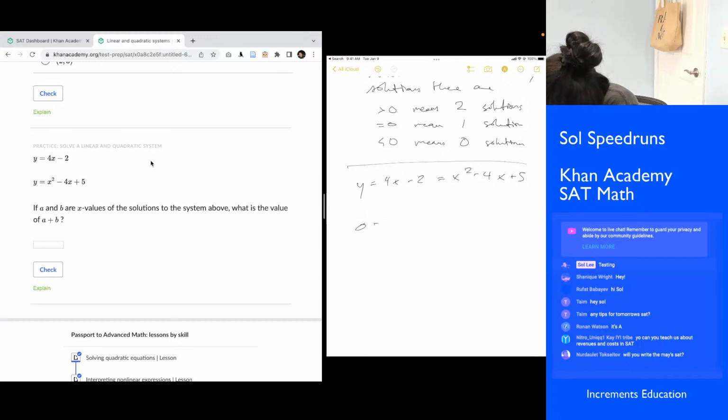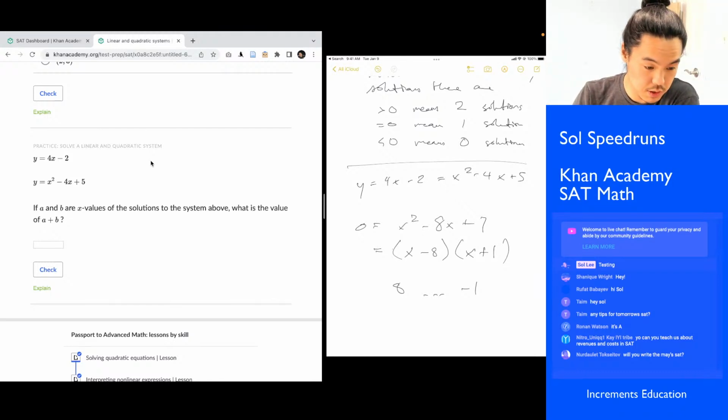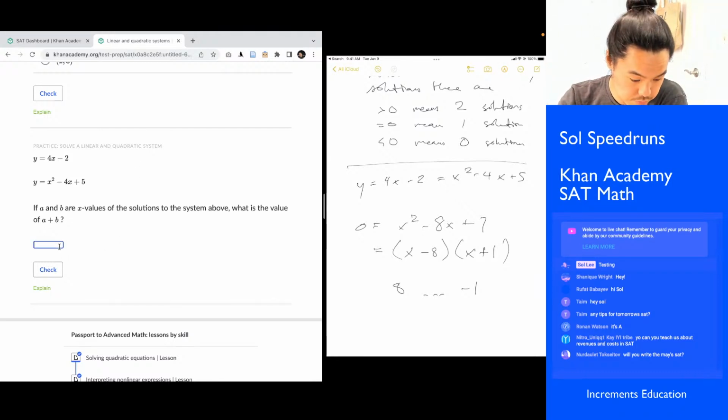So 0 is equal to x squared minus 8x plus 7, which is equal to (x minus 8)(x plus 1). So the x values are 8 and minus 1. So a plus b is 7.